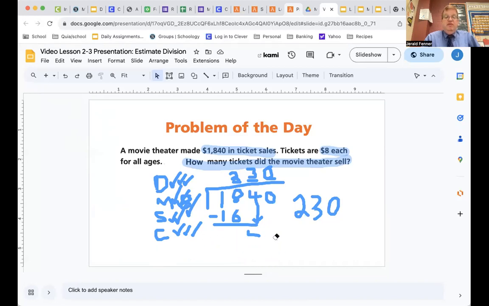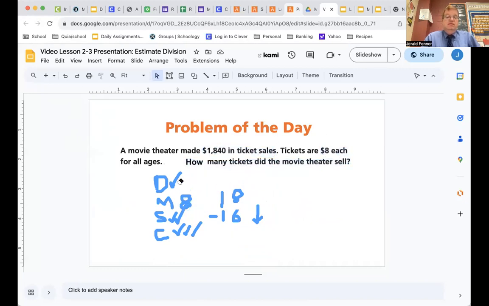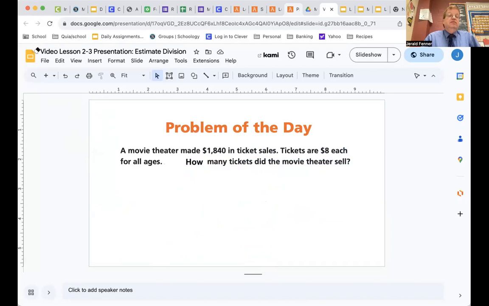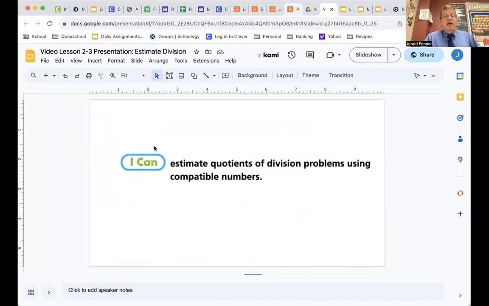After I erase it with my finger. All right. So we're going to move on to the next page.